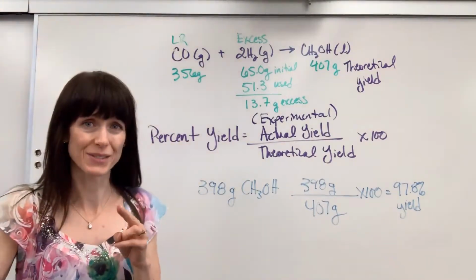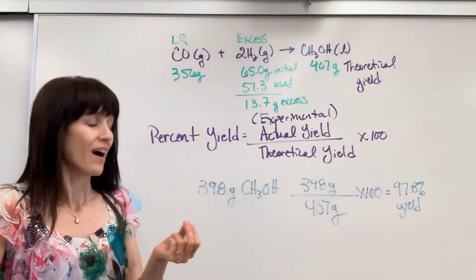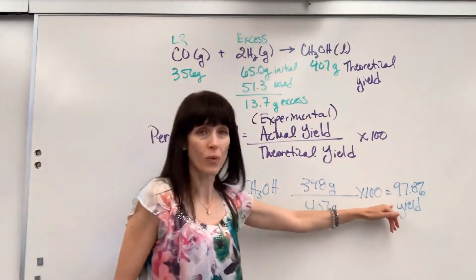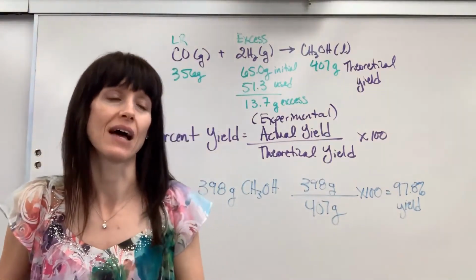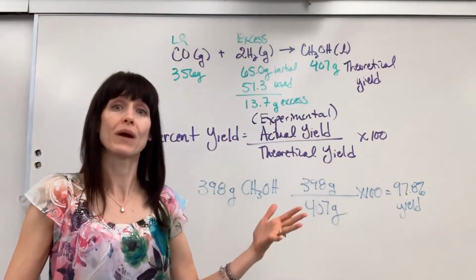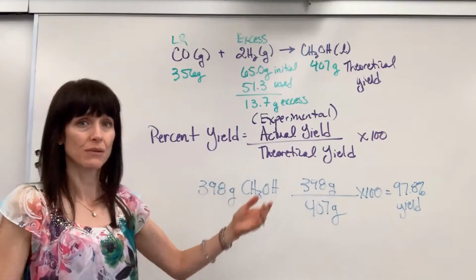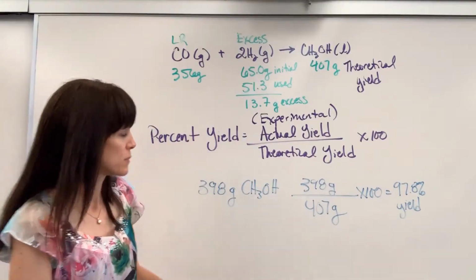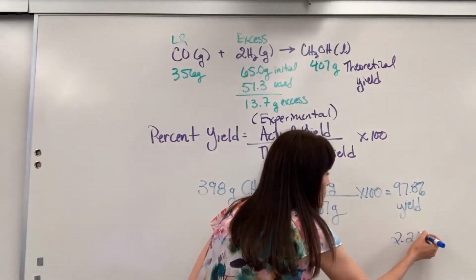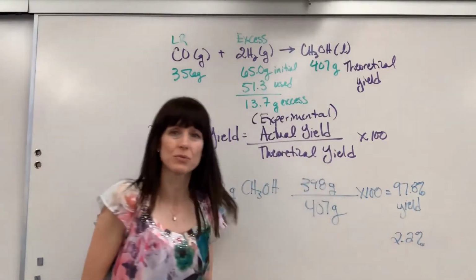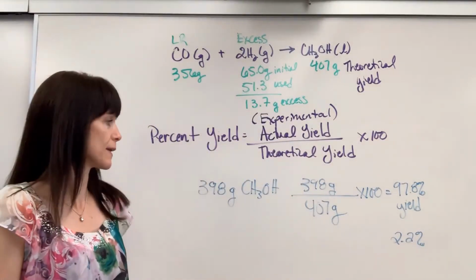Now, I want to tie this into percent error. All you have to do is subtract that from 100, and that would tell you the error you had in the lab, how far off you were, how far away you were from that true theoretical amount. So the percent error on this, if you subtract that from 100, would be 2.2%. We only had a 2.2% error.